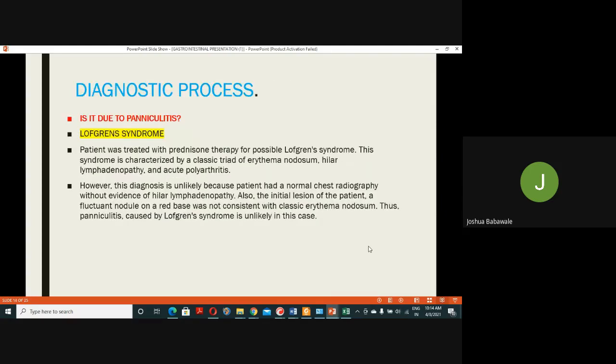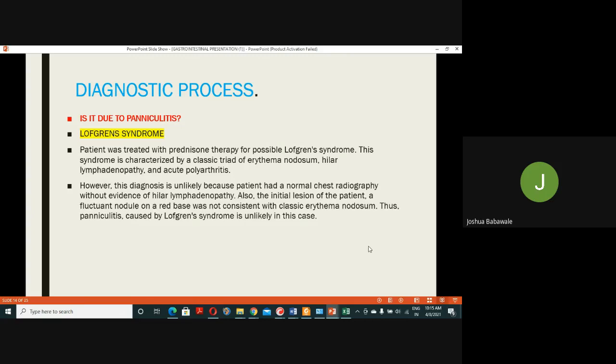Finally, is it due to panniculitis? Panniculitis is the inflammation of the subcutaneous fat, and it can result from multiple causes, e.g., bacteria, viruses, fungi, or inflammatory diseases. So firstly, we look at Löfgren syndrome. The patient was treated with prednisone for possible Löfgren syndrome, which usually presents with the classic triad of erythema nodosum, hilar lymphadenopathy, and acute polyarthritis.